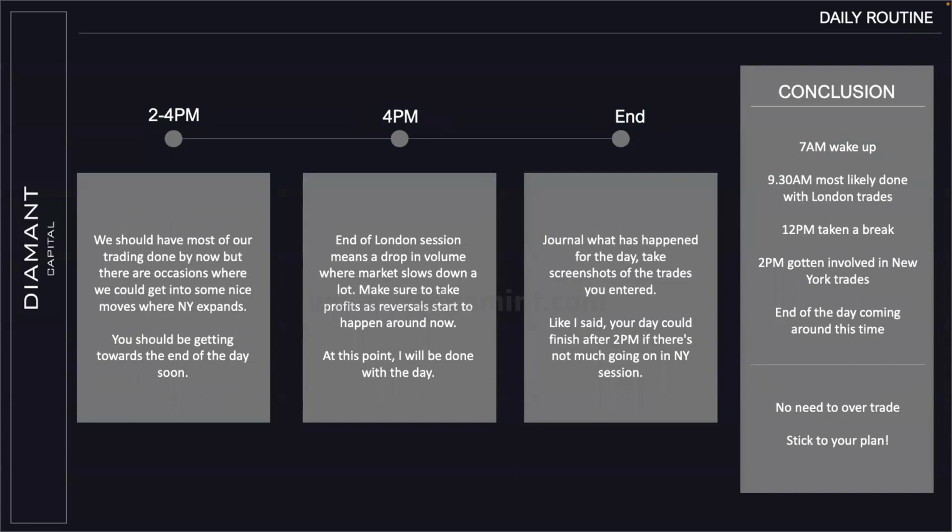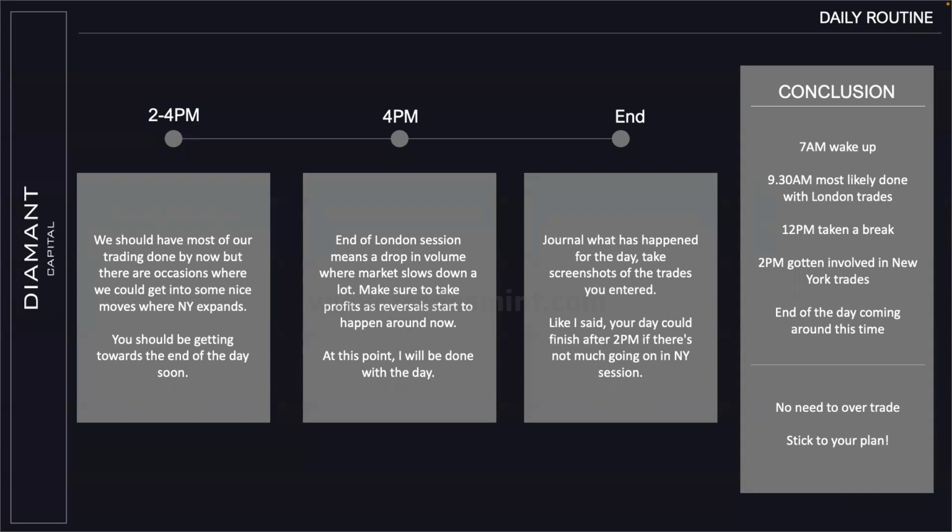Then we're moving on towards the end of the day, 2 to 4 p.m. We should have most of our trading done by now, but there are occasions where we do see some nice expansions within New York. As you know, New York has some of the most volume in the day, so we can expect price to expand in a certain way. Of course, we would hope to get into positions before this time, because we want that expansion to be our trade, right? We don't want to get into the trade as we're already expanding. You might even mess up somehow, for example with fear of missing out on the big move. But yeah, that's pretty much it for that.